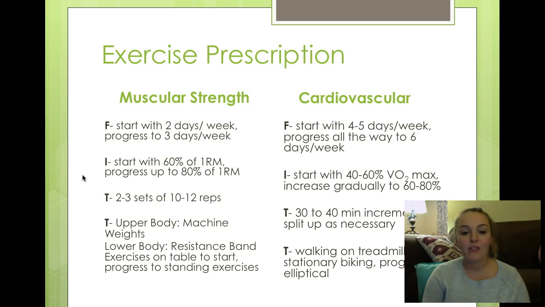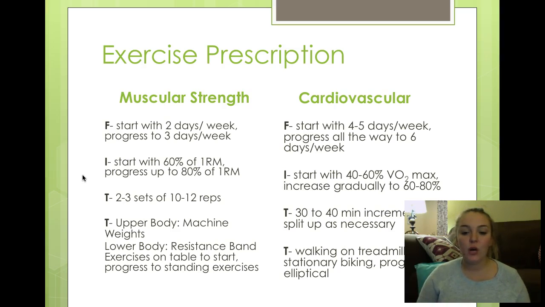For lower body, I would have him start with resistance band exercises on the table and then have him progress to the standing exercises. For cardiovascular, I would have him start with 4 to 5 days a week and progress to 6 days a week when he was comfortable. Start with 40 to 60% of his VO2 max and then gradually increase to 60 to 80% of his VO2 max. 30 to 40 minute increments for time, but I would have him split it up as he feels comfortable, as he needs to. In the beginning, obviously, he won't be able to do the full 30 to 40 minutes at one time.